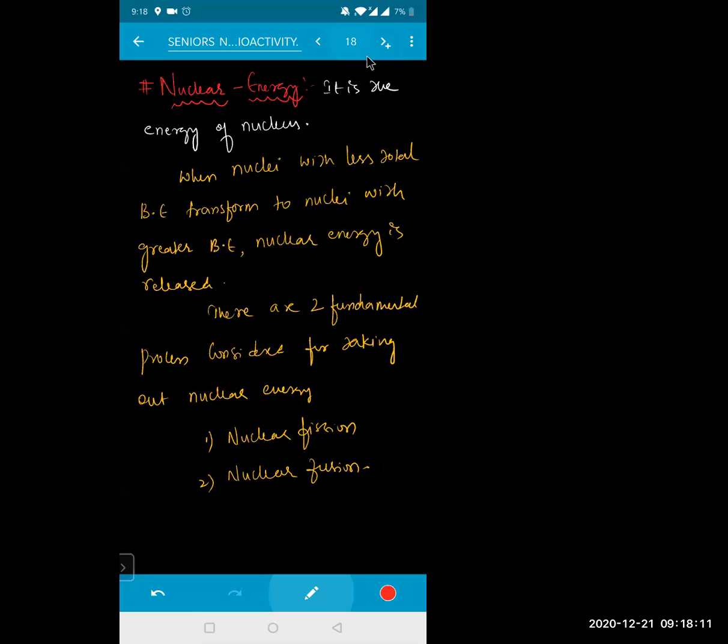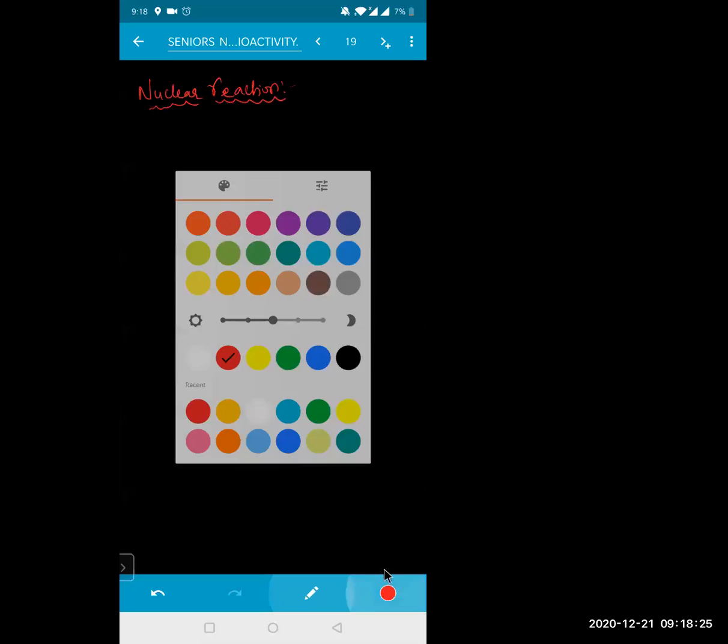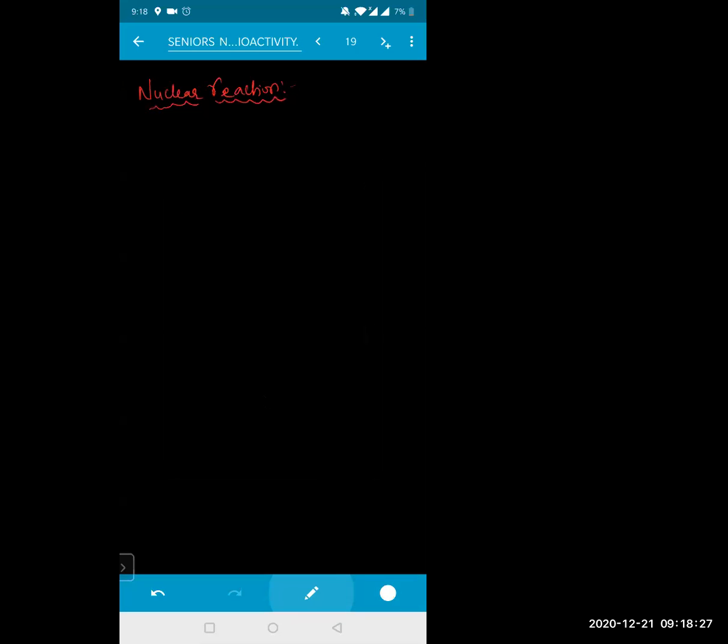Let us first write how you write a nuclear reaction. You might already have an idea, because in chemistry you would have learned how to write nuclear reactions. In a nuclear reaction, the identity of a nucleus is changed when it is bombarded with an energetic particle.